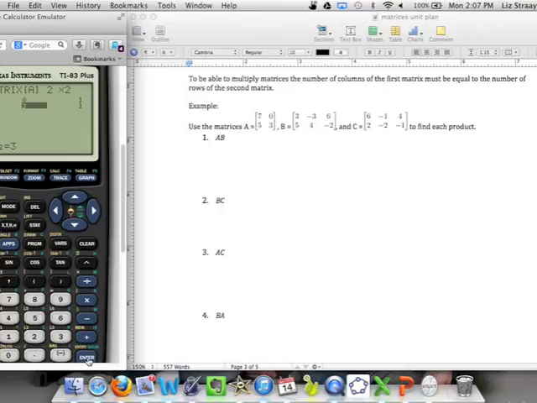Now we need to do the same process to put in matrix C. So we're going to go second. Actually, instead of going into matrix C here, because I don't know if it'll overlap, I'm going to hit mode, which quits back to the home screen. And then from there, I'm going to go second, matrix. And now we can see A says 2 by 2 because we put information in there. So now that our A has been defined, I'm going to go down and define matrix C, since that's the one we want for this problem.